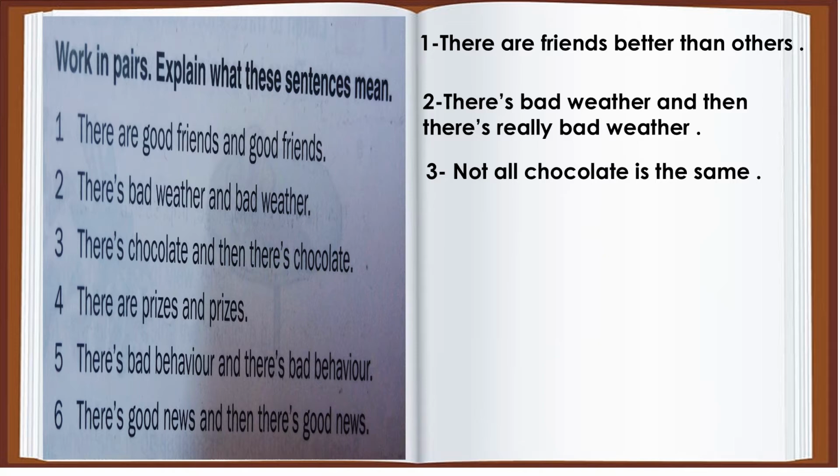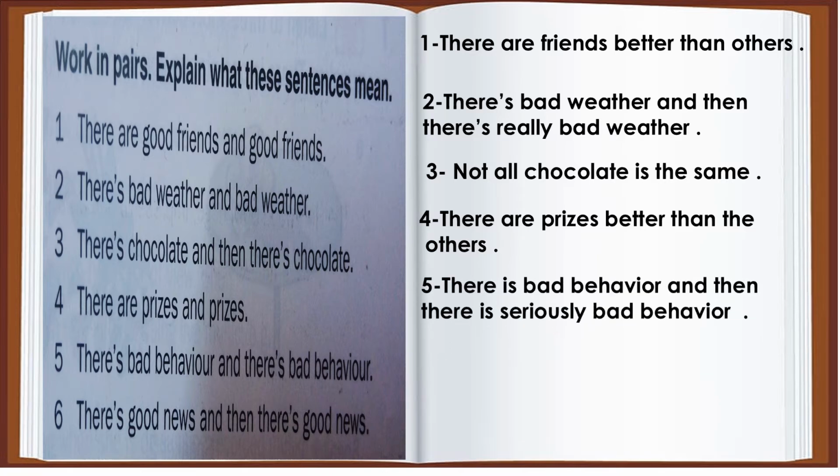There are prizes and prizes. You can say there are prizes better than the others. يعني في جوائز أفضل من الجوائز الثانية. There is bad behavior and there is bad behavior. You can say, excellent, there is bad behavior and then there is seriously or really bad behavior. يعني هون لا بتستخدم really or seriously or ممكن نحكي there is behavior that is worse than the other. The last one, there is good news and then there is good news. You can say there is news much better than others. يعني في أخبار أحسن من الأخبار الثانية. Okay.